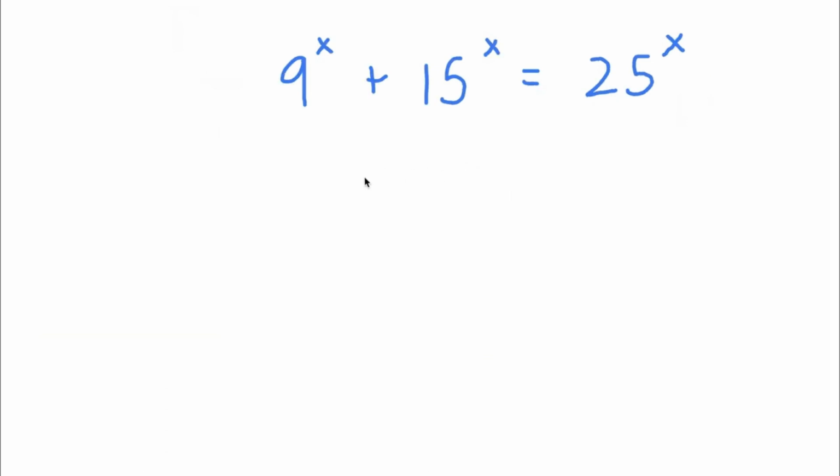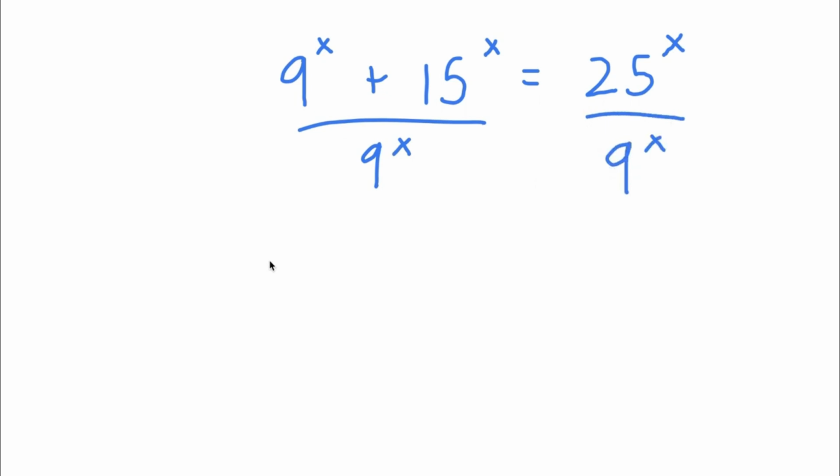Alright, so in this problem, I have 9 to the power of x plus 15 to the power of x is equal to 25 to the power of x. So, to solve this problem, I'm going to first go ahead and divide both sides by 9 to the power of x.